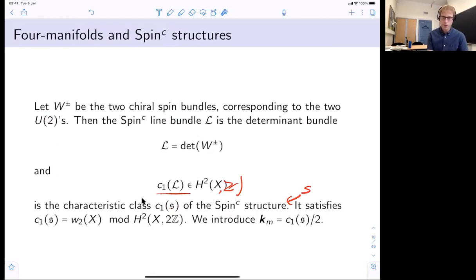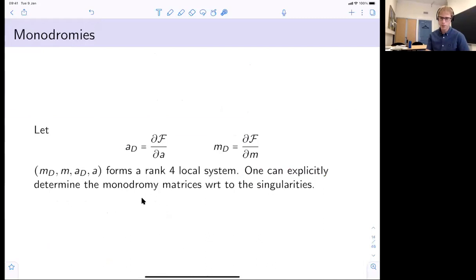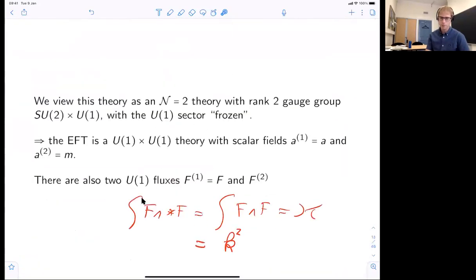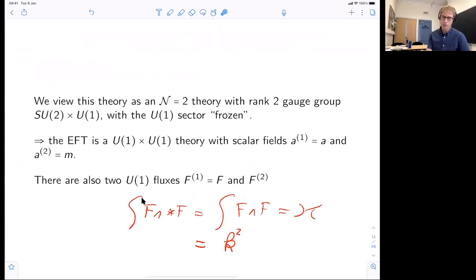Okay. And now we have the following result, that C1 of S, or this characteristic class of the spin C structure, is equal to the second Stiefel-Whitney class modulo elements of 2 times Z. So it's W2 modulo 2 times the cohomology class, even cohomology classes. And we will introduce also this notation Km, which is 1/2 times the characteristic class. Okay, so this will be the flux of this F2, the F2 I was mentioning a bit earlier. The flux of this F2 is the Km.